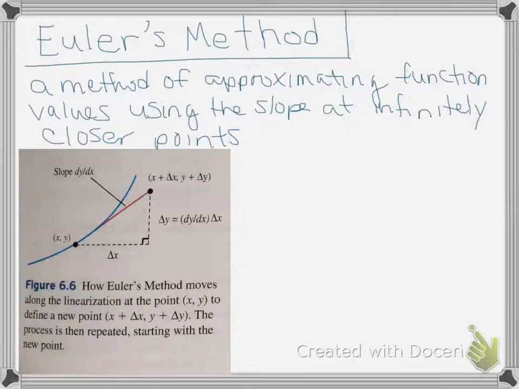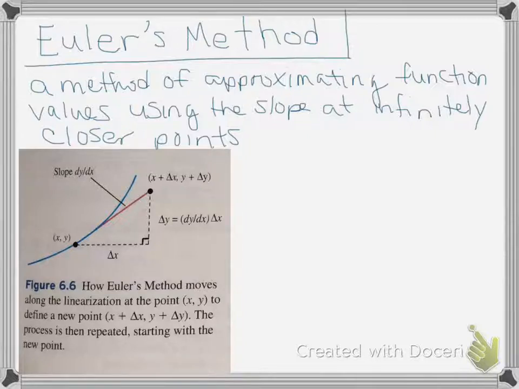Today we're going to be talking about Euler's method. Euler's method is a way of approximating a function value using the slope at infinitely many closer points. You've already approximated function values before when we've been using our tangent line approximation. What Euler's method allows us to do is to get a little closer in those approximations by taking multiple steps.